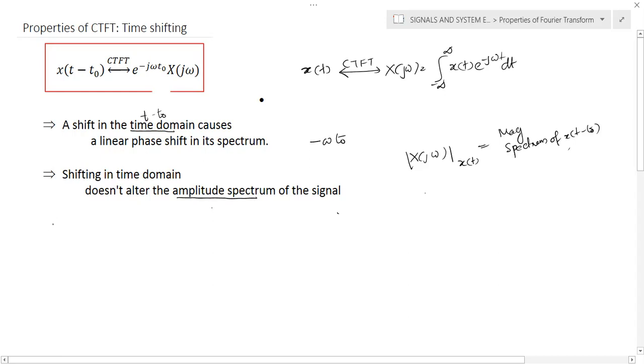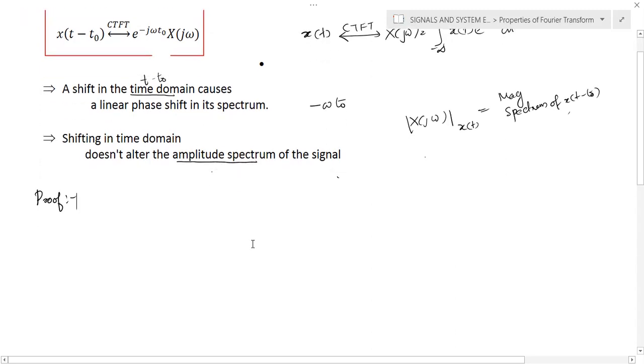Now we can prove this particular concept. And when you study this time shifting property, you should also remember this point. We can prove this after completing the derivation. We will prove how, and I'll give you the exact meaning of this statement.